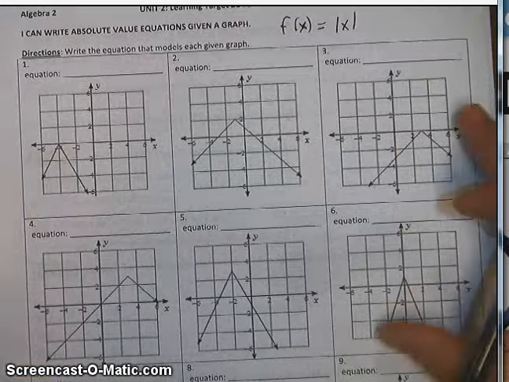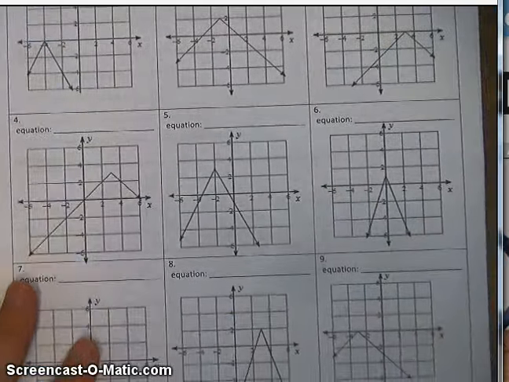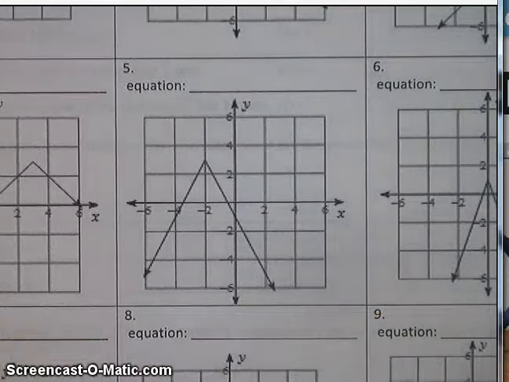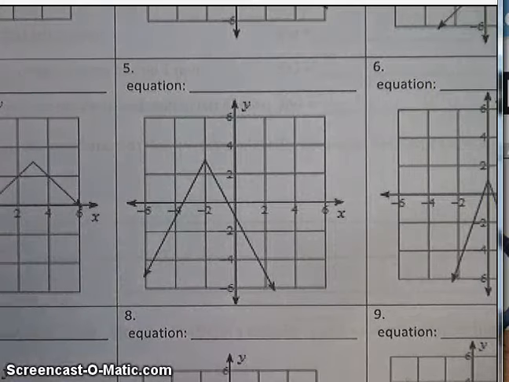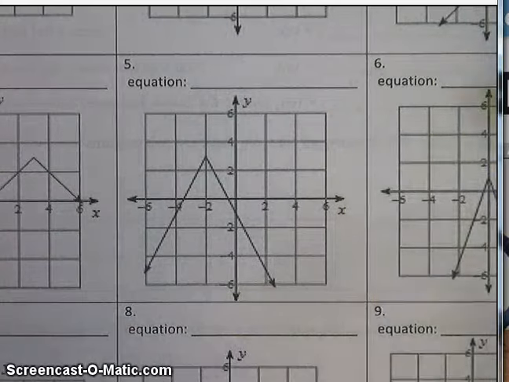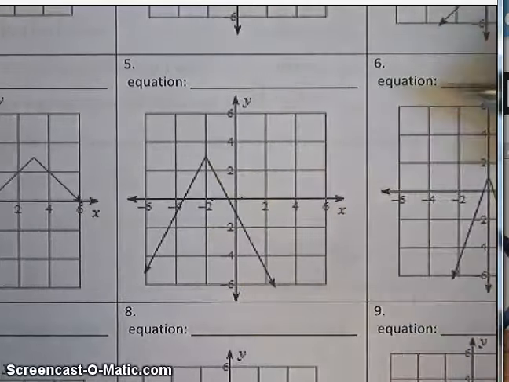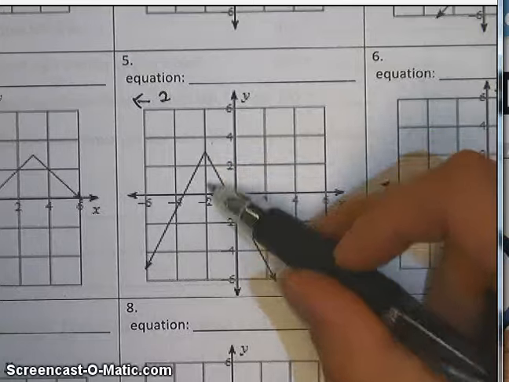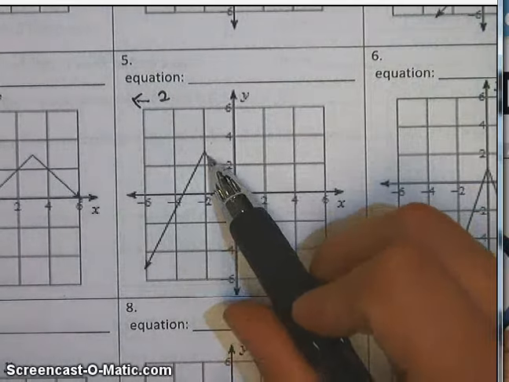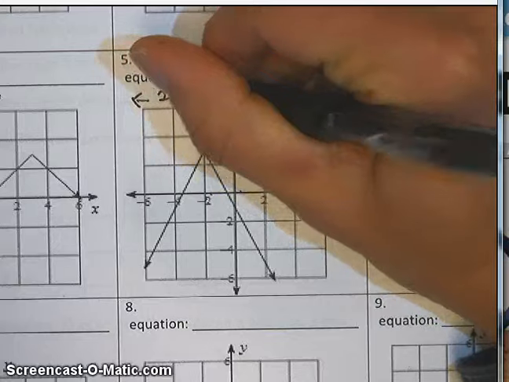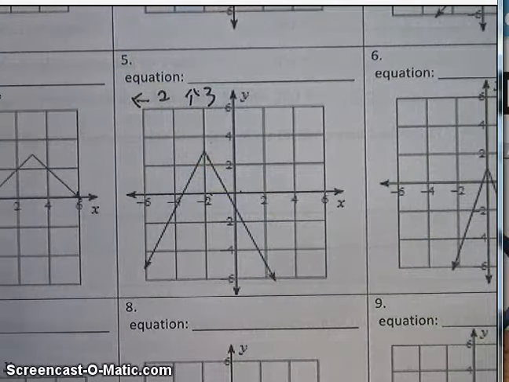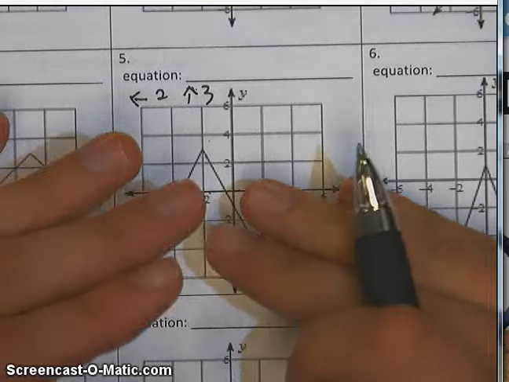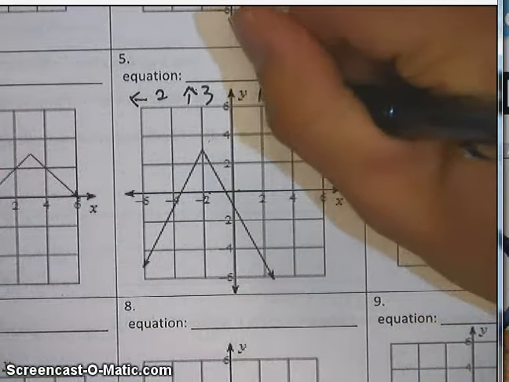I'm just going to pick a couple of these randomly. I'm looking at number 5. That one looks interesting. What I like to do is list out the transformations that have occurred. This one looks like it's gone left 2, so I'm going to make myself a little note. Left 2 and up 1, 2, 3. I know it's not exactly on 3, but I'm going to assume that's up 3. Is there anything else? Yes, I think this thing's a reflection. It's going downwards instead of upwards.